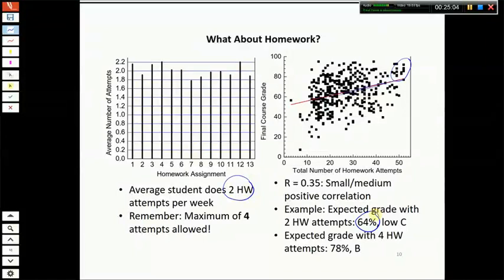Now, if instead you had done 4 homework attempts per week, if you'd maxed out and done all 4 of them, your expected grade would be a 78%, which is a B. So it has a very big effect going from just doing 2 attempts a week to doing 4, at least on average.